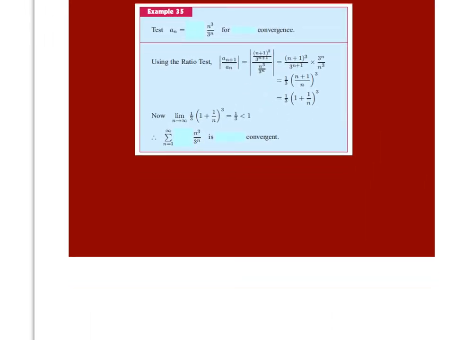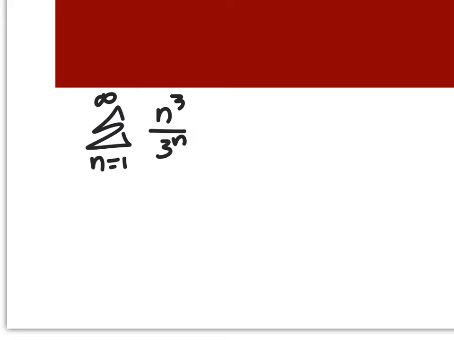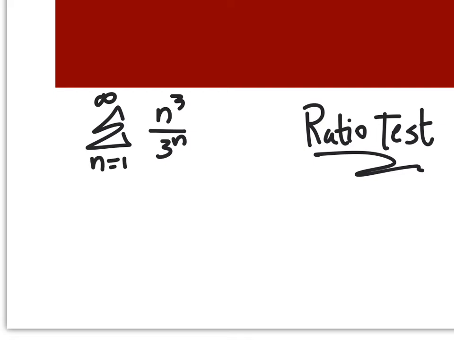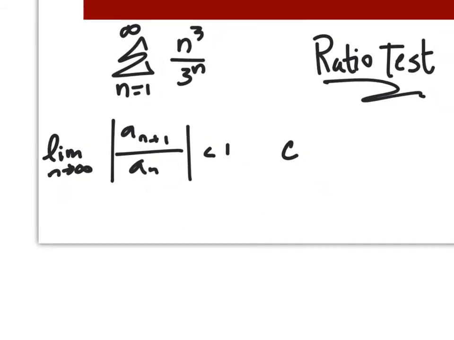Let's go ahead and test to see if this series, from n equals 1 to infinity of n cubed over 3 to the n, is convergent. Okay, so let's use the ratio test. Using the ratio test, I want to do a sub n plus 1 over a sub n, absolute value, and take the limit as n goes to infinity. If that comes out to be less than 1, we're convergent. So let's see if it works.